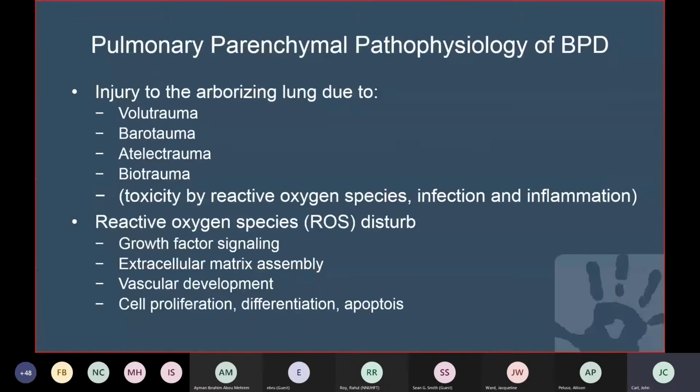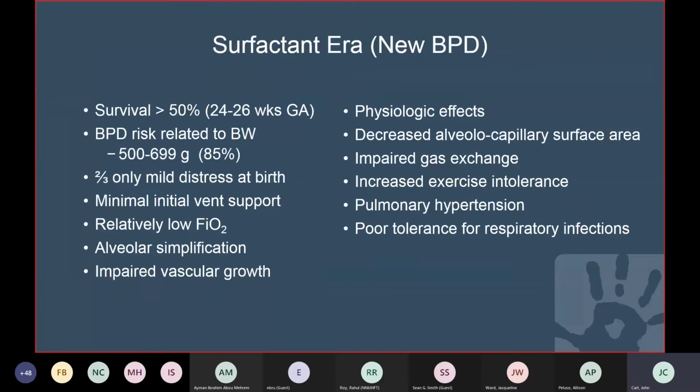The parenchymal pathophysiology of the old BPD is injury to the arborizing lung due to volutrauma, barotrauma, atelectrauma, and biotrauma, primarily toxicity by reactive oxygen species with infection and inflammation. The reactive oxygen species result in a disturbance of growth factor signaling, extracellular matrix assembly, vascular development, and cellular proliferation to apoptosis.